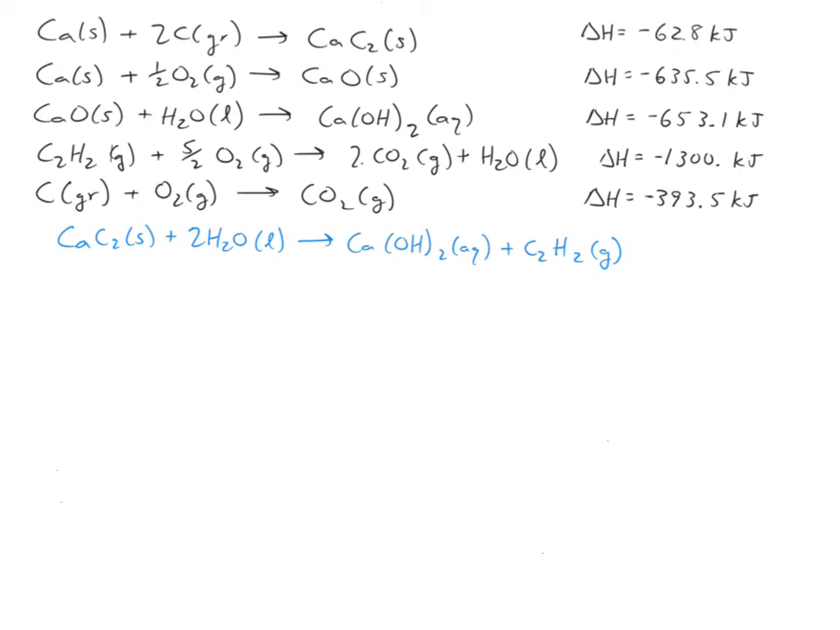Now, we're going to approach it the same way. I need one CaC2 solid as a reactant. Well, here it is as a product, so I got to take this first reaction and flip it around. So CaC2 solid makes Ca solid and 2C in the graphite form. Now, since I flipped the reaction, I got to change the sign on delta H, so it was negative 62.8. Now it's positive 62.8.